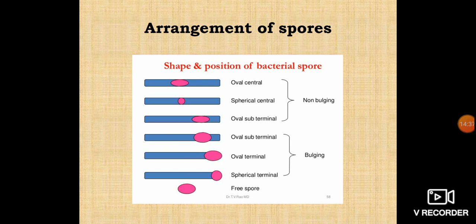Regarding the arrangement of the spores, we can see there are non-bulging spores and bulging spores. We can see here the oval central spore, spherical central, and oval subterminal. It is neither terminal nor in the center, so it is called subterminal. These are the non-bulging spores. Bulging spores means the spore swells outward, giving the bacterial cell its structure, that is oval subterminal, oval terminal and spherical terminal. These are the bulging forms. Bacteria without a vegetative cell, only in the spore form, are called free spores.